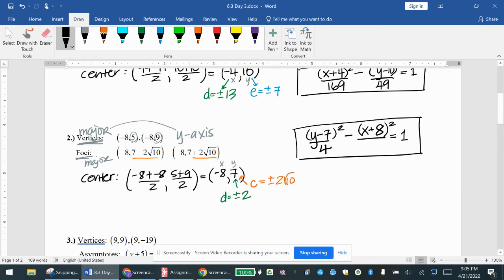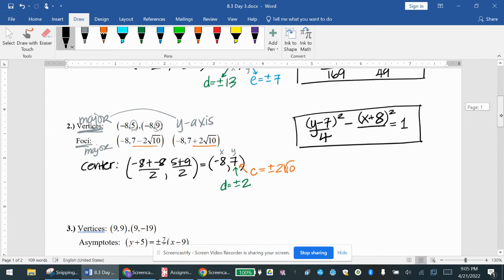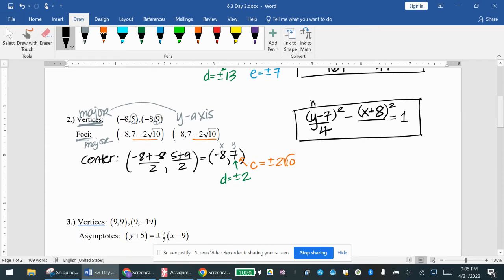It's kind of good I made that mistake because I want to make sure that we review that, right? In the first example, I forgot that hyperbolas have a subtraction. So that's really important. And here, whatever your major axis is, that's the one that's going to go first. That's the one that does not have the subtraction sign in front, right?